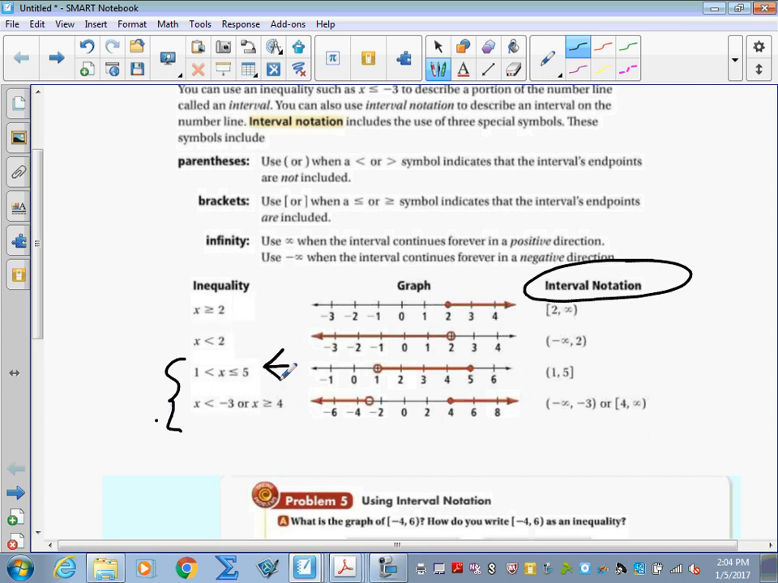So say this is your answer right here that you got for an AND statement. Okay, so this is an AND. How do I know it's an AND? Because I don't see the word OR. Okay, and this is your OR.